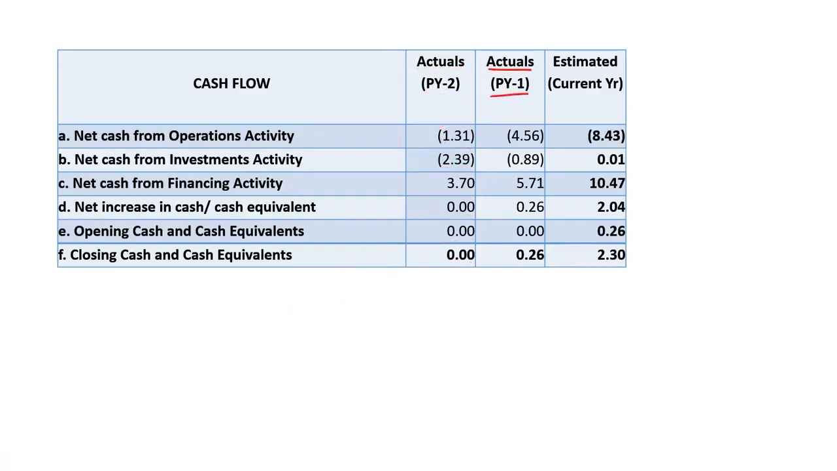In previous year 1, their negative cash flow from operational activity increased. In previous year 2 it was 1.31 crore, but now it increased to 4.56 crore negative cash flow. And if you look at the cash flow from investment activity, the negative cash flow in the previous year was 2.39 and in this year it has come down. Okay, so now this is going to raise serious concern for the sanctioning authority, because negative cash flow is increasing year on year.